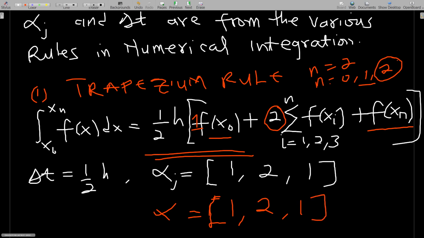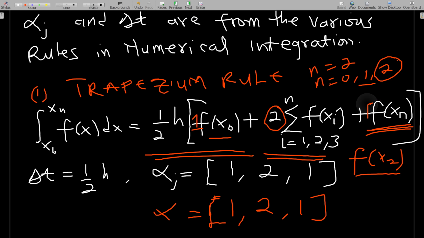I hope you understood this. Although somebody may think that it's f(x2) and then you're supposed to get 2. No, this is because we said it goes from f(x0) to f(xn), and so your n will be the last one. So the last one here is x2. We said n is starting from 0 to 1, 2. So it means that f(xn) here will be f(x2), and then the coefficient there is also 1. Okay, I hope you understood this.